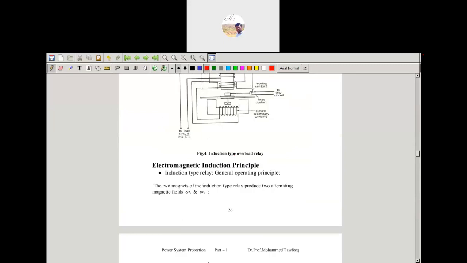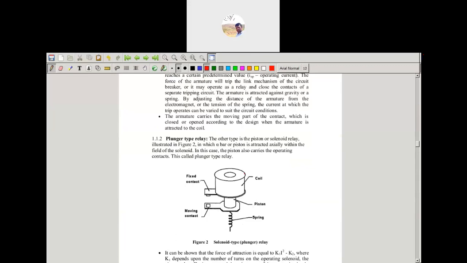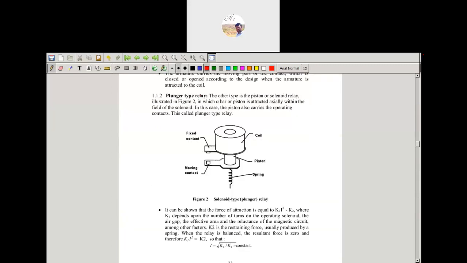So we are discussing the attracted armature. Now here is another one, that is the plunger type. Here the coil will be there, and this is the piston. Here is the moving contact, and this is the fixed contact. This solenoid and spring will be connected to the contact. The spring will be released whenever there is a variation in the current, then it will be removed, away from the fixed contact.